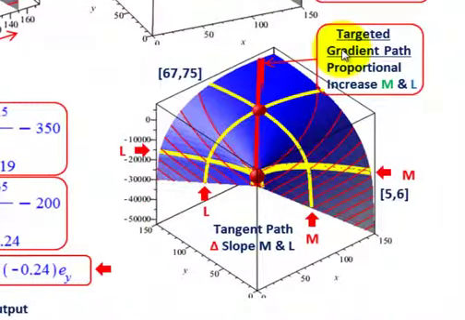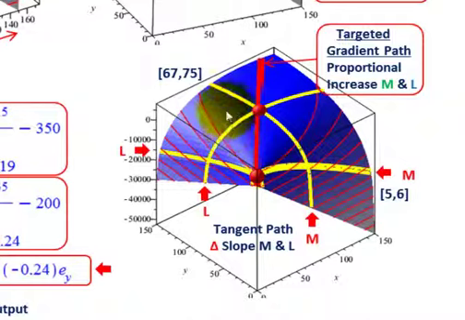And then one other thing, moving down here, this targeted gradient path, again, I'm just showing it here. And this is where I've got them laid out here for that first point, that 5 and 6 point, and then 67 and 75. So the idea is here, the tangent path or the change in slope. I'm just overlaying each of those so you can see the difference between both of those different inputs here. 5 and 6, material and labor, and 67 and 75, material and labor, just to get an idea what's going on here.